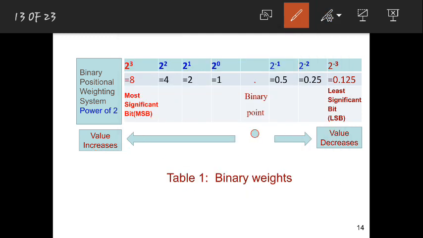For example, I have a 0 value. See, 1, 2, 4, 8. You know where I am writing this from: 8, 4, 2, 1. Generally we call it 8, 4, 2, 1 as well. So 2 power 0 means I will write it as 1. 2 power 1 means it is 2. 2 power 2 means it is 4. 2 power 3 means it is 8. So from here I have written.